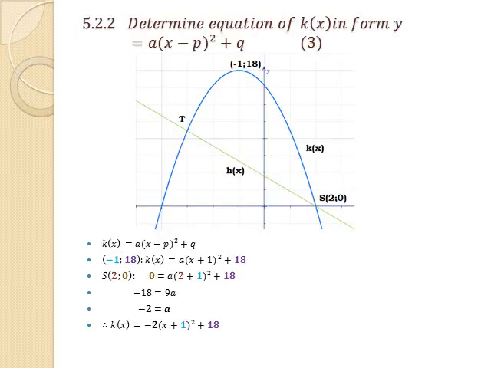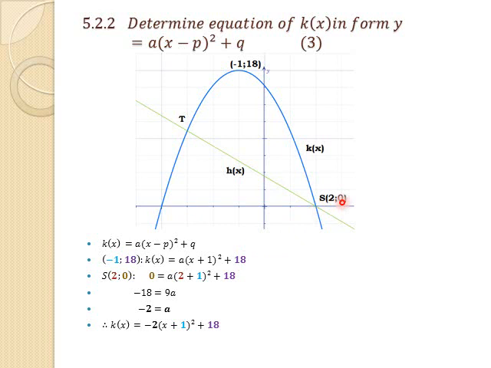Right, let's look at the second question. They want us to determine the equation of k(x) in the form y equals a(x minus p) squared plus q. They've given me a turning point, minus 1 and 18. If we take minus 1 and 18, this states that my p-value will be positive 1, because remember x is minus 1, and minus 1 plus 1 would give me 0. So in the place of p we put plus 1, and in the place of q, 18. Remember, the x value of a turning point always changes sign in the equation, but the y value of the turning point stays the same.